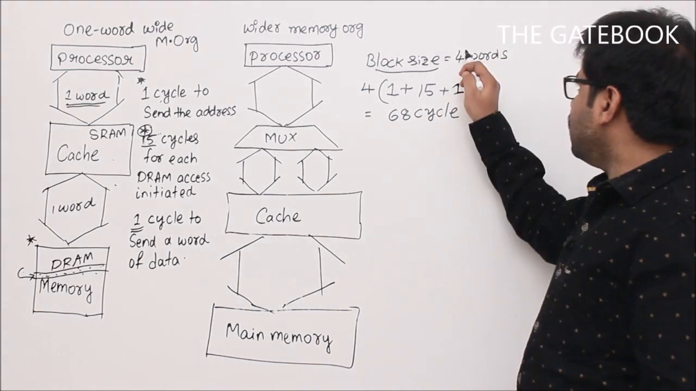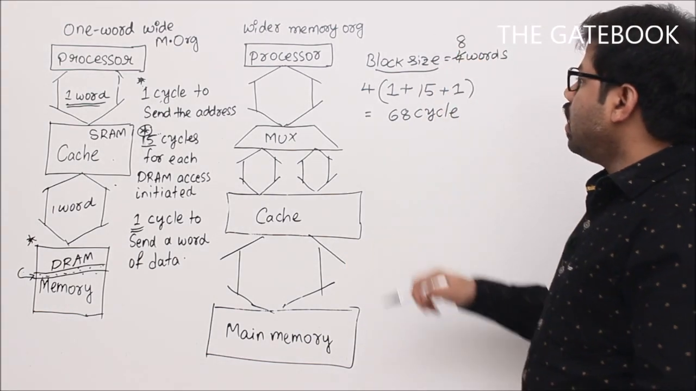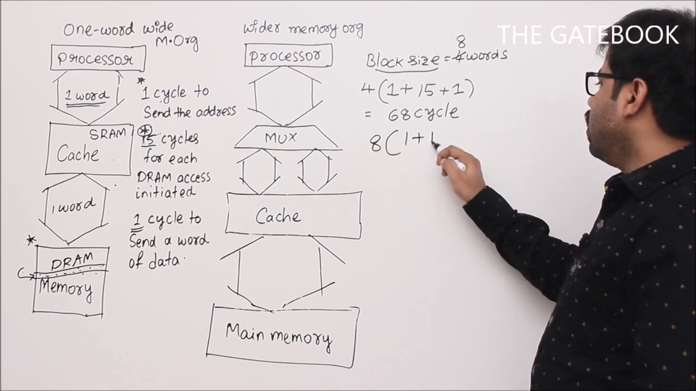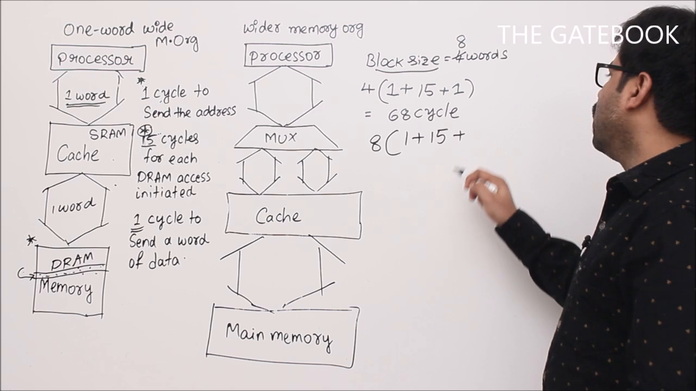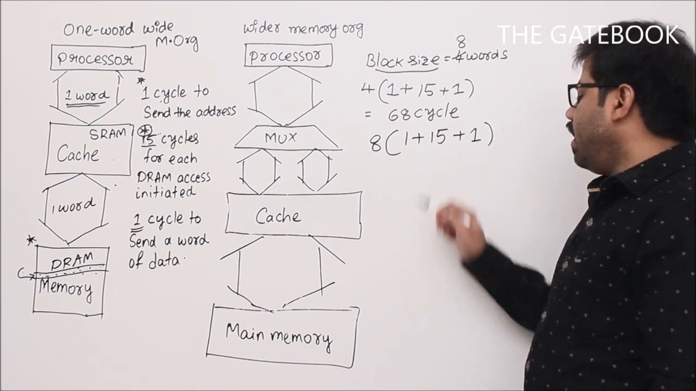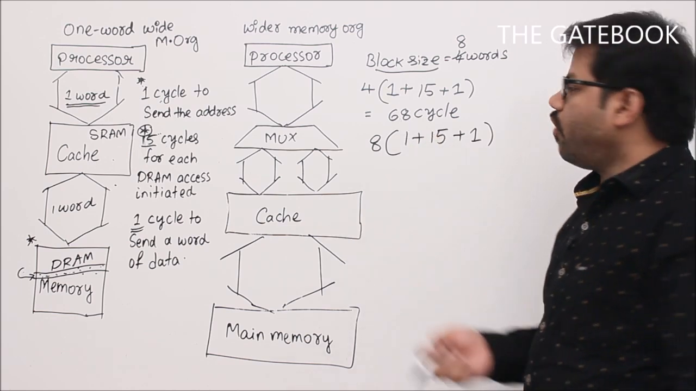So what if block size is 8 words? Then it would be 8 times: specify the address, initiate your DRAM, get the data. After initiating the DRAM, it takes 17 into 8, which is 136. Okay, it's a simple formula.